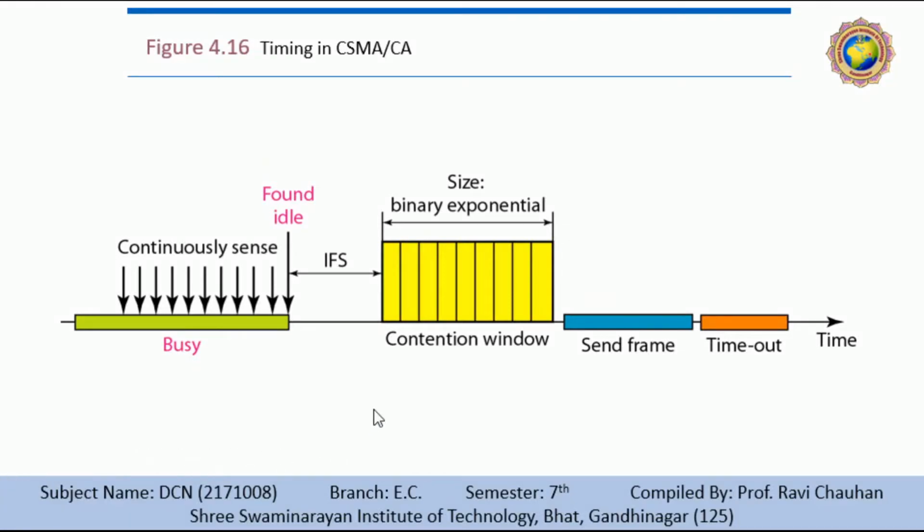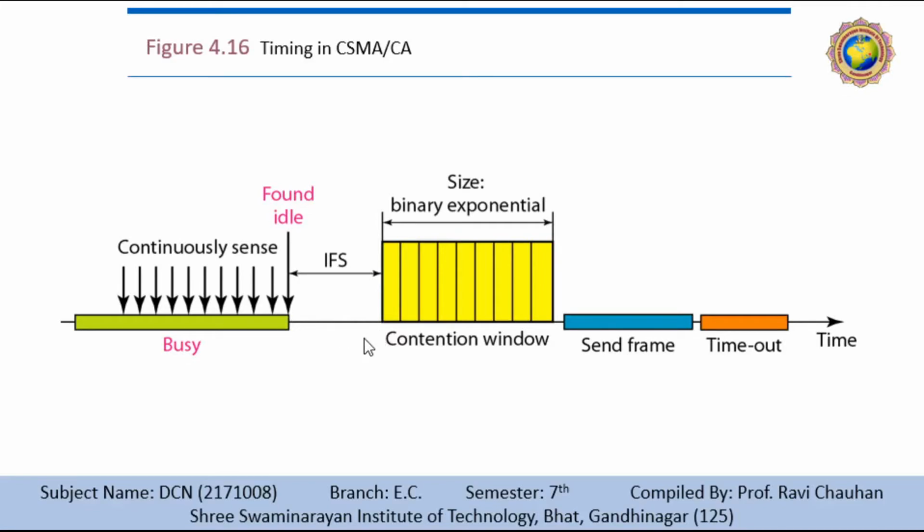So let's discuss this figure. First is IFS. IFS means interframe space. First, collisions are avoided by deferring the transmission even if the channel is found idle. When an idle channel is found, a station does not send immediately. It waits for a period of time called the interframe space, or IFS.